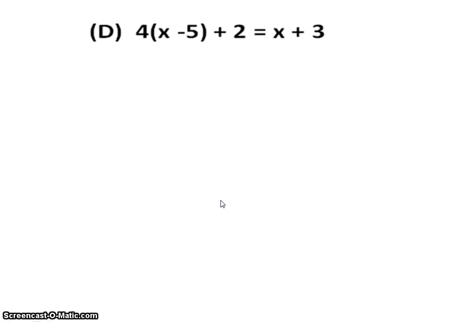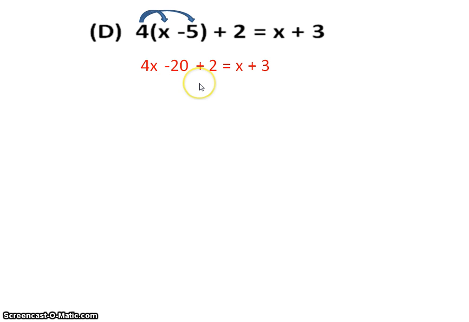In example D, we have no fractions to get rid of, but we do have the distributive property that we need to perform on the left-hand side. So I'm going to have 4 times x, which comes out to be 4x. 4 times 5 comes out to be 20, but it's a minus 20. And I'm going to bring the rest of the equation down. Plus 2 equals x plus 3.